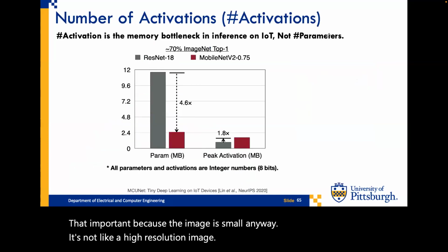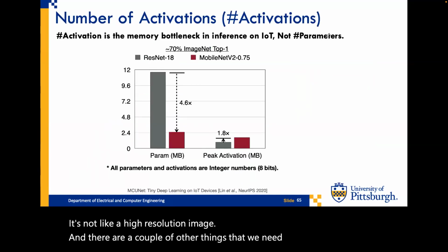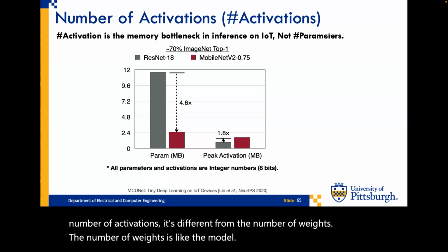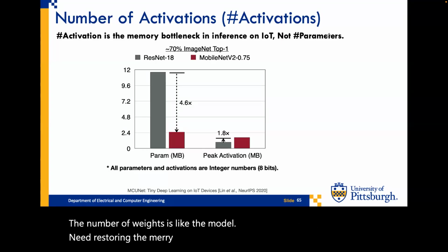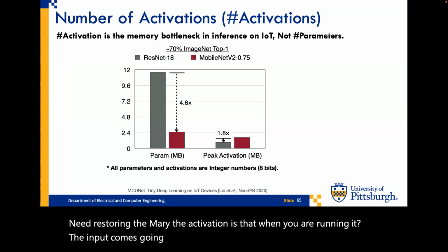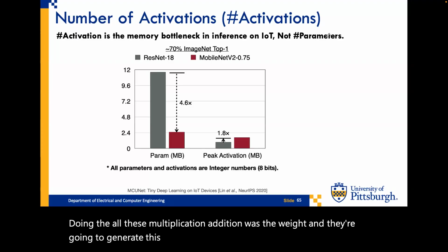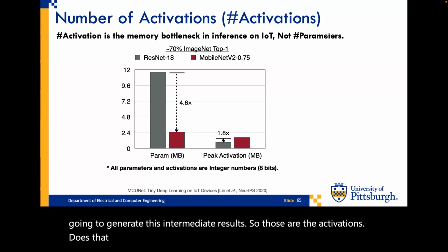And there are a couple of other things that we need to be aware of. So the number of activations is different from the number of weights. The weights are what the model needs to store in memory. The activation is that when you are running it, the input is going to be multiplied with the weights, doing all these multiplications and additions, and they're going to generate intermediate results. So those are the activations. Does that make sense? And that size is different from the weights.